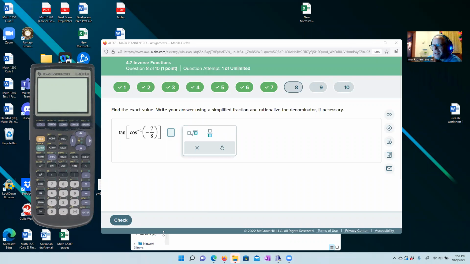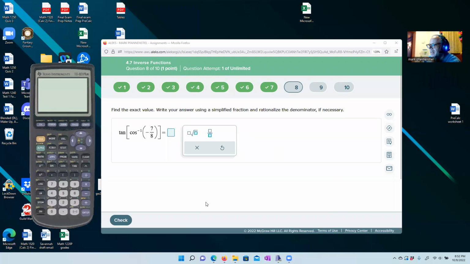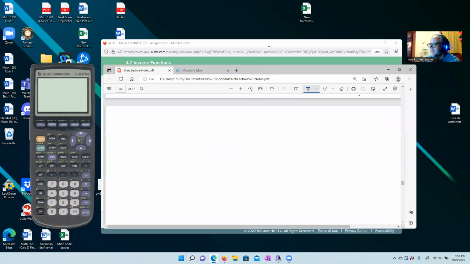We are going to continue talking about inverse trig functions, and we got a good one here. This is the kind of problem I would ask. It's another good example of it. So let's see if we can set this up.